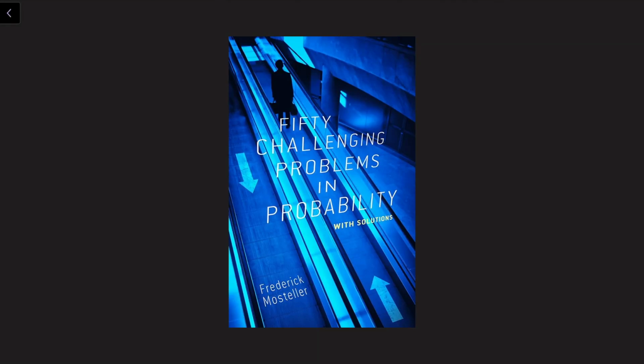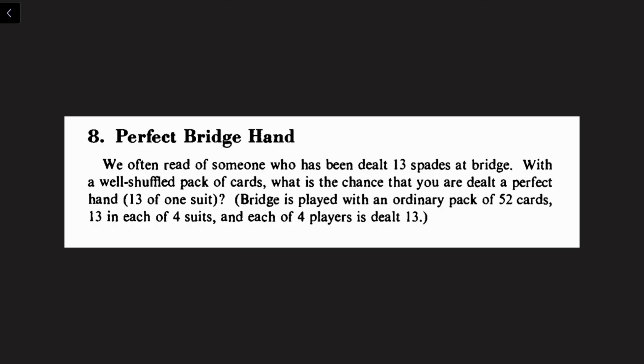Going through 50 challenging problems in probability. This is problem number 8, called the perfect bridge hand. We often read of someone who has been dealt 13 spades at bridge. With a well-shuffled pack of cards, what is the chance that you're dealt a perfect hand, which is 13 of one suit? And then it gives us information on how bridge is played.